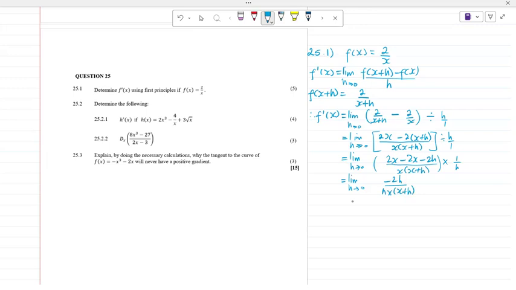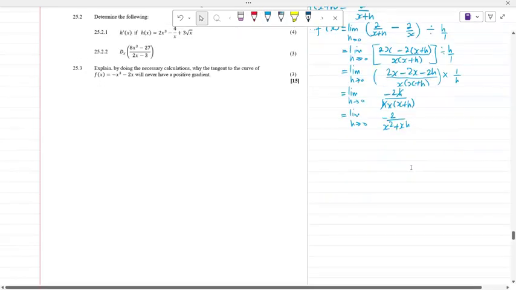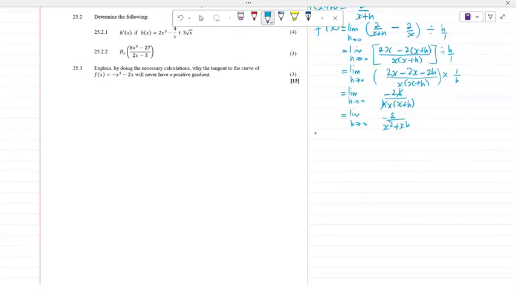Still have our limit as h tends to 0. And then the h will divide the h in the denominator. We have negative 2 divided by x squared plus xh after we distribute the x into the bracket in the denominator. So we're still continuing. Then now we are going to perform direct substitution, since the value of h equal to 0 is in the domain of this expression. We will get negative 2 over x squared and then plus x multiplied by 0. And then this will give us negative 2 over x squared. So this is the value of the derivative.